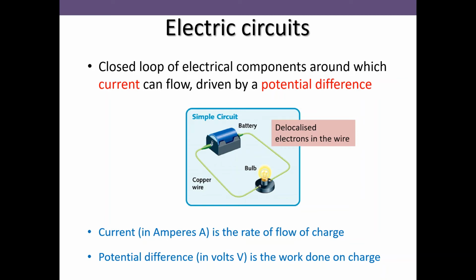An electrical circuit is defined as a closed loop of electrical components around which a current can flow, driven by a potential difference. Now, if you have a look at this circuit, the wire will have delocalized electrons in the wire, and the current, measured in amps, is the rate of flow of charge, and the potential difference, in volts, is the work done on the charge.